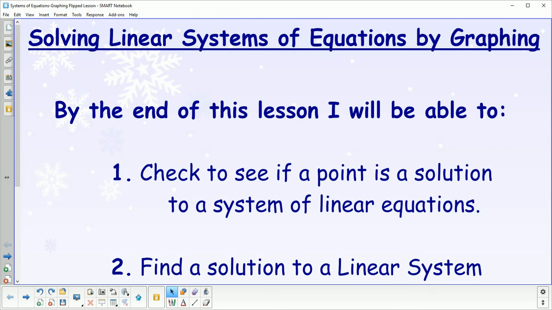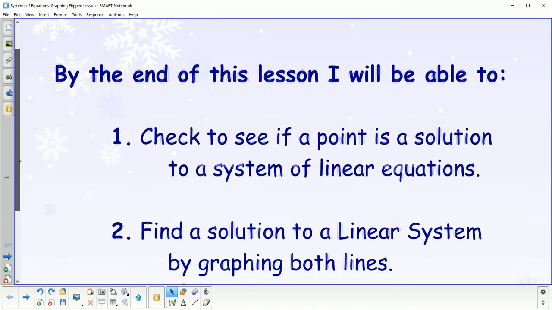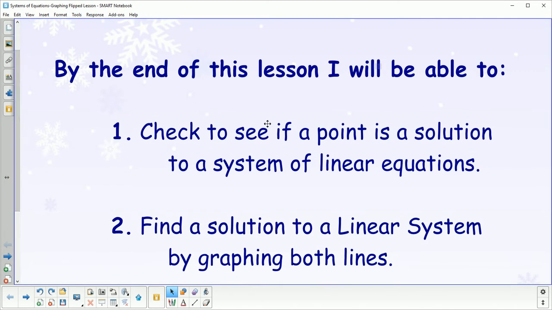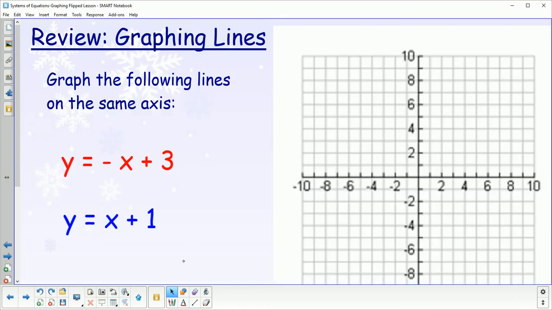Alright, Common Core Algebra 1, so here we are for our first lesson with this new chapter. This is all going to be all about linear systems of equations. And by the end of this lesson, you will be able to identify a system of equations, check to see if a point is a solution, and then also going beyond that, you'll be able to identify the solution after graphing both lines. So a little bit of review before we do that.